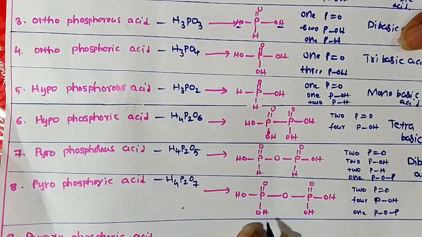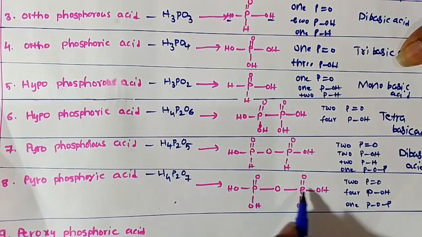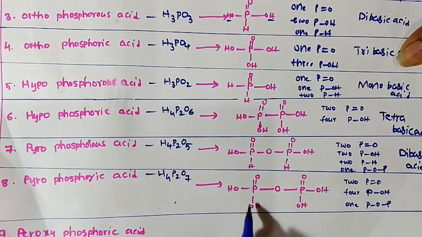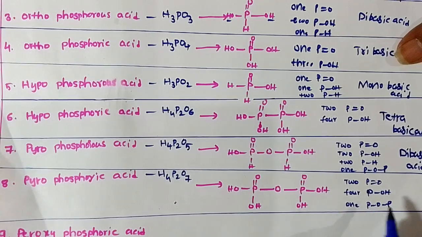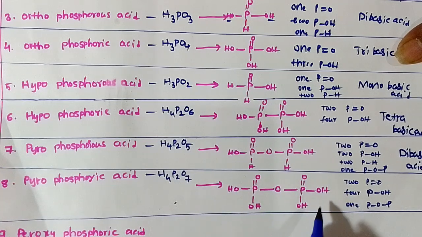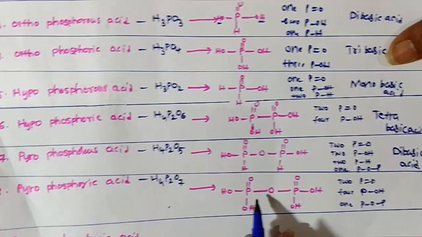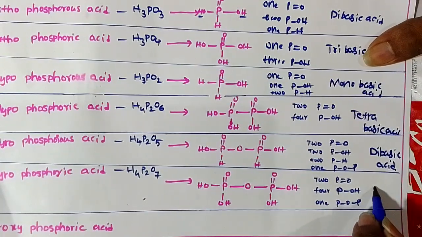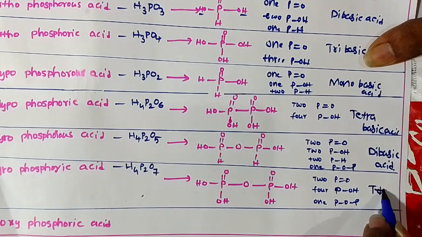Now coming to pyrophosphoric acid. The formula is H4P2O7. The structure is like this, and it contains two P=O groups, four P-OH groups and one P-O-P bond. Due to the presence of four P-OH groups, it contains four acidic hydrogens. These four hydrogen atoms can be replaced with a base. That's why it is called a tetrabasic acid.